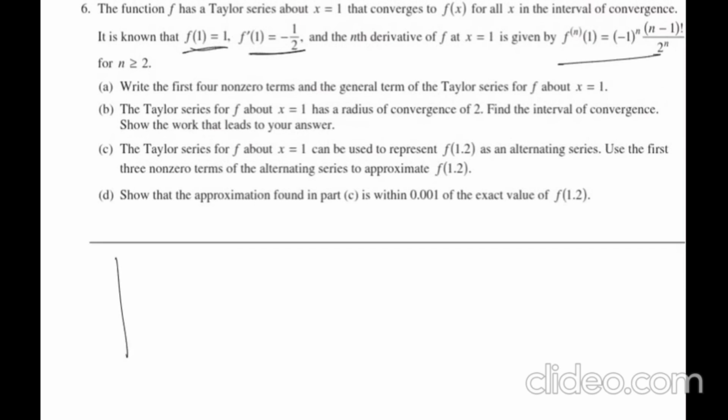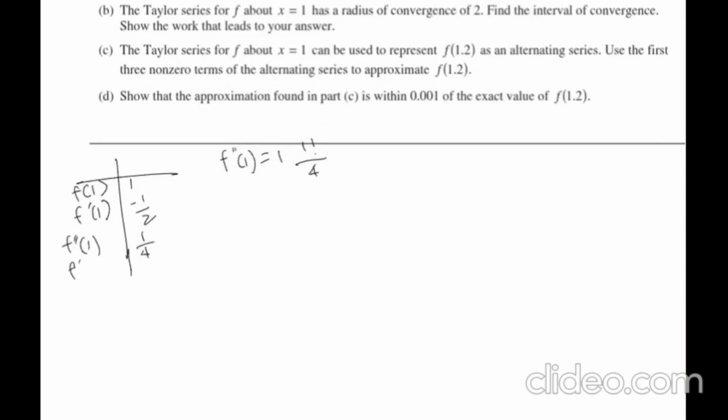So I'm going to make a table here, and I'm going to write f of 1, and assuming the first four are non-zero, it'll be f of 1, f prime of 1, f double prime of 1, and f triple prime of 1. The first one is just 1, the second one is also given, and it is negative 1/2. The third one we have to plug into the equation at the top, so f double prime of 1 equals 1 times 1 factorial over 4, which is just 1 over 4.